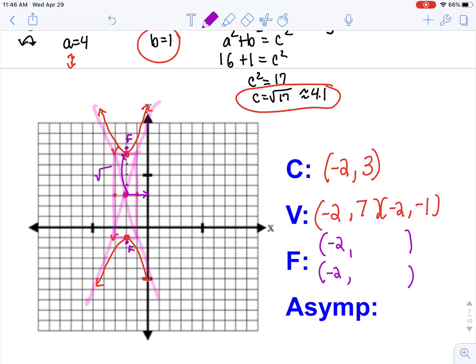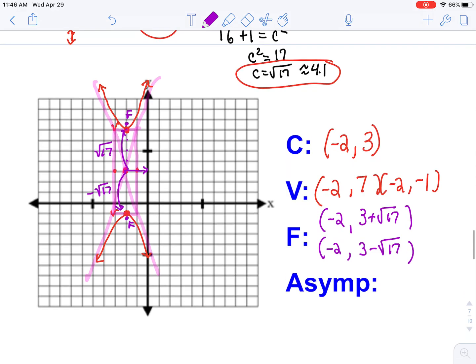When you're writing your y values, notice that you started at a y value of 3 and you went up square root 17. So 3 plus root 17. And then from that 3, you went down root 17. So 3 minus root 17. And there's my focal points.